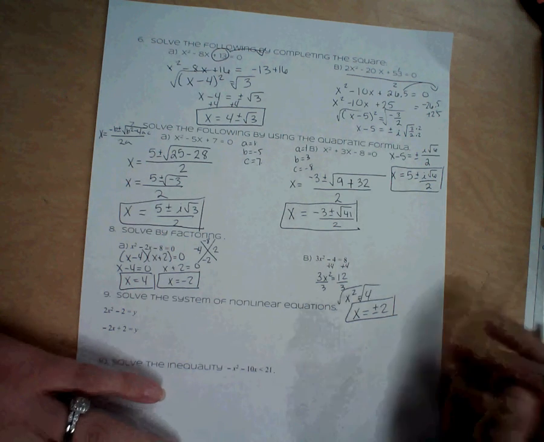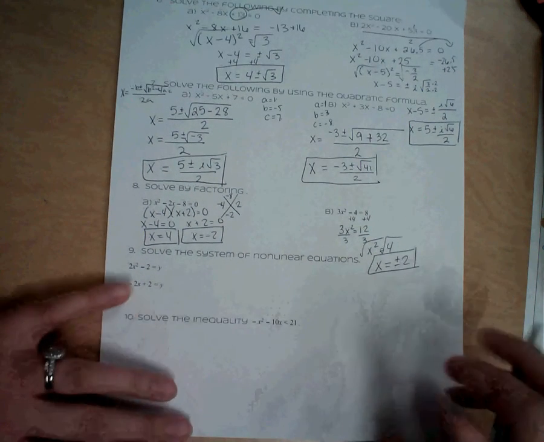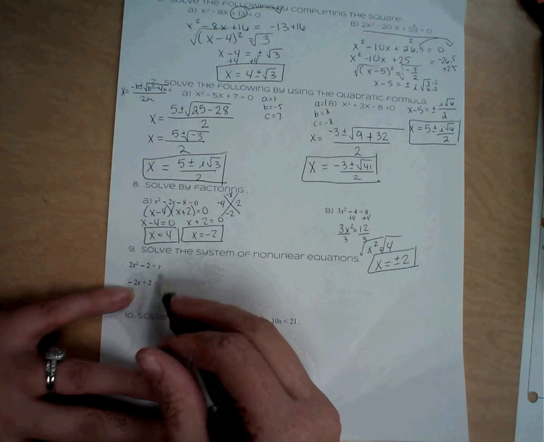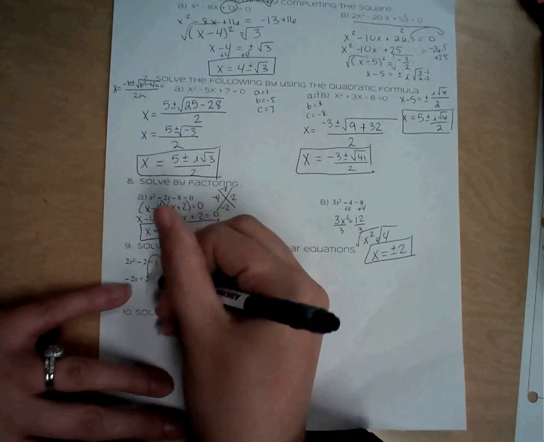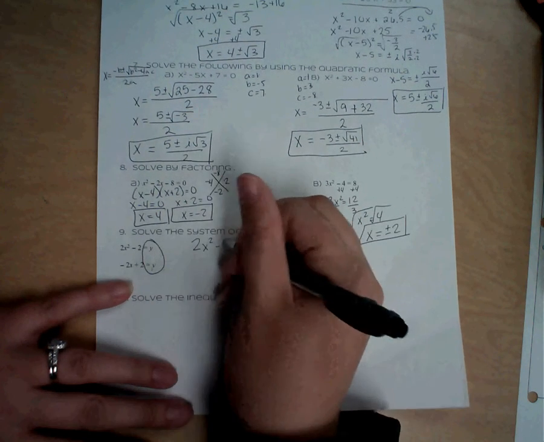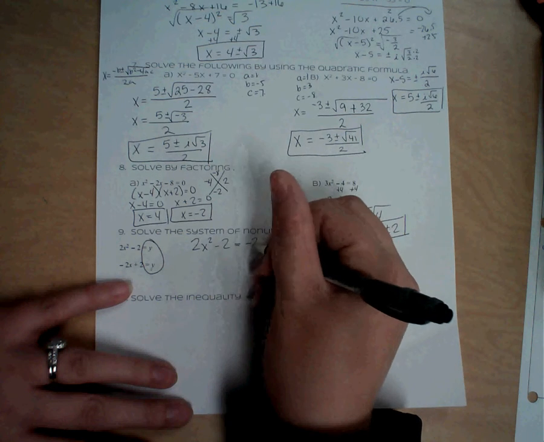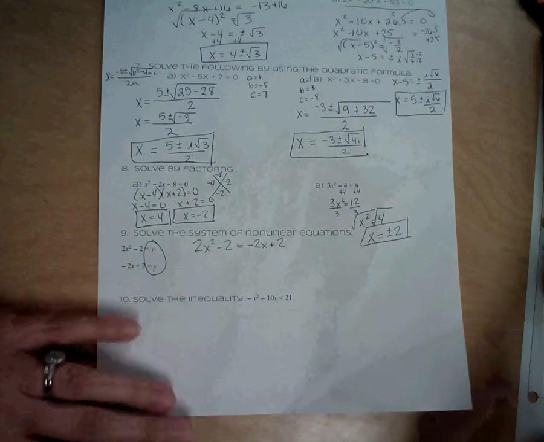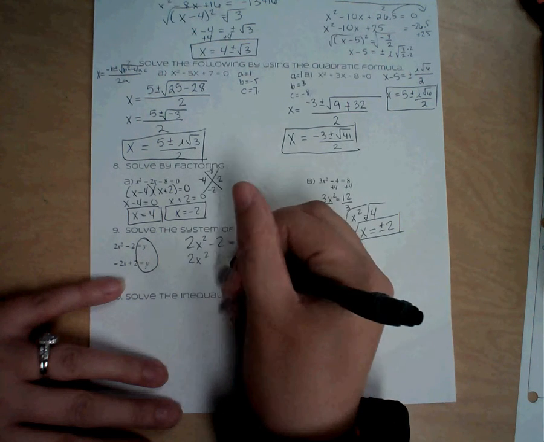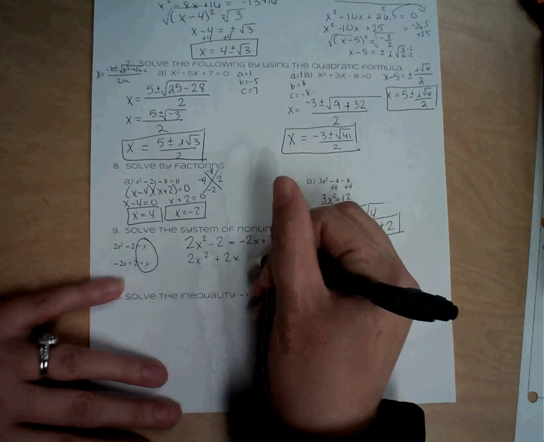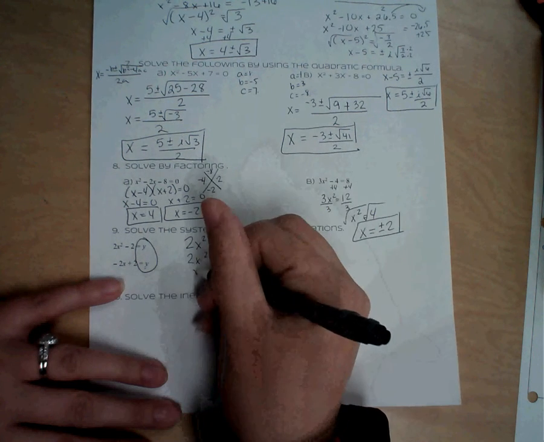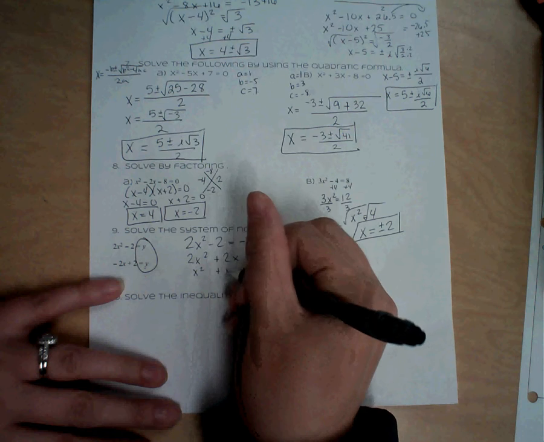Solve the system of nonlinear equations. Alright, so I know that these two are equal. I can set them equal because they're both solved for y, using substitution. So 2x squared minus 2 equals negative 2x plus 2. I want to put everything on one side, so I'm going to have 2x squared plus 2x minus 4 equals 0. Now I'm going to divide everything by 2, so I get x squared plus x minus 2.